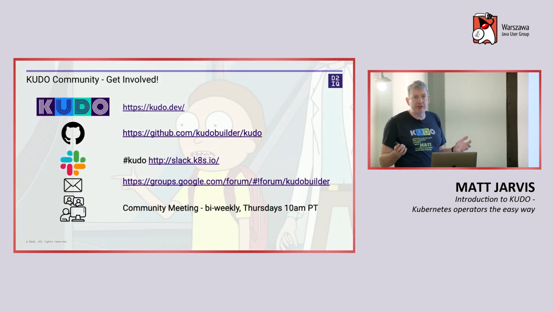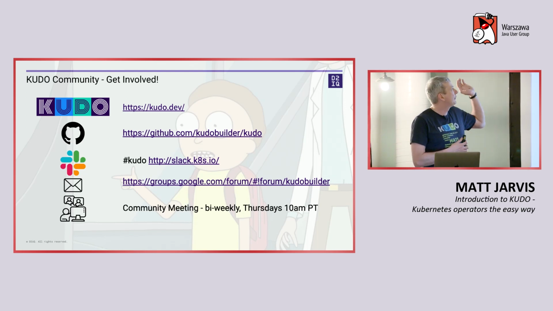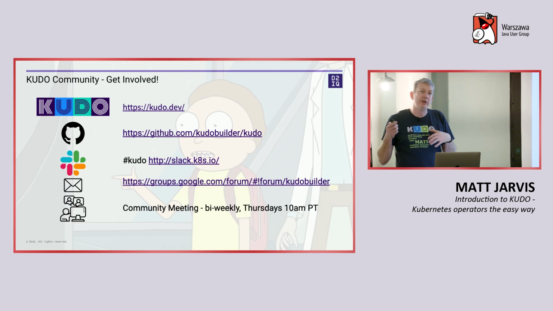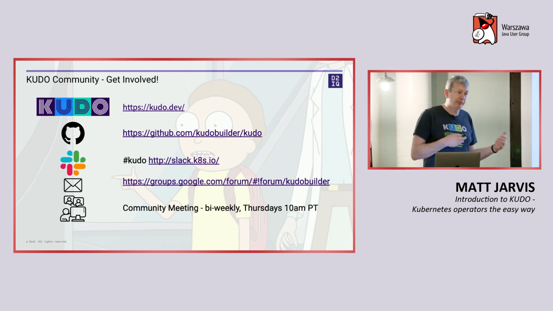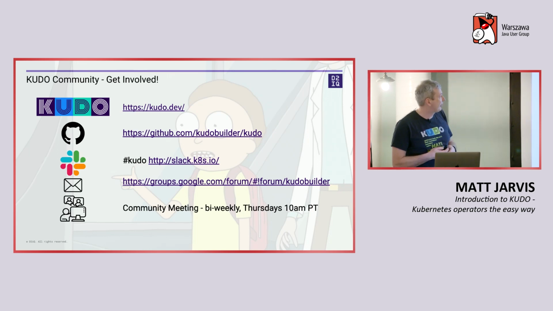And if any of this has been interesting, there's a bunch of different ways that you can find out more. Kudo is all on the website at kudo.dev. Our GitHub organization Kudo Builder contains the Kudo itself, plus all the operator repository, and actually the kudo.dev website.